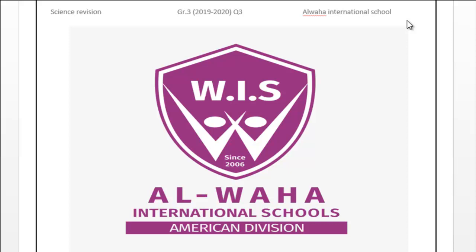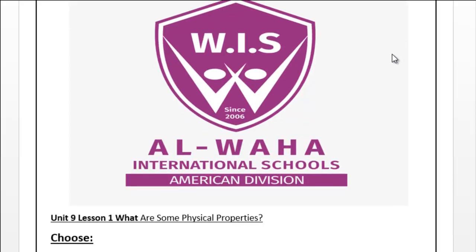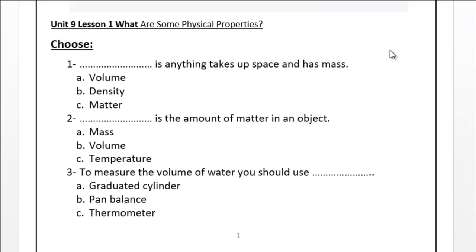We will start with Unit 9, Lesson 1: What are some physical properties? Number 1: if anything takes up space and has mass, the answer will be matter. Is the amount of matter in an object mass? Mass is the amount of matter in an object.